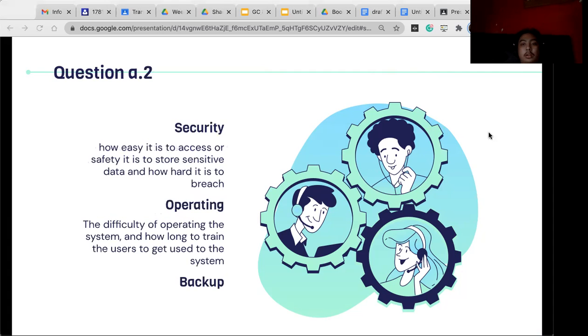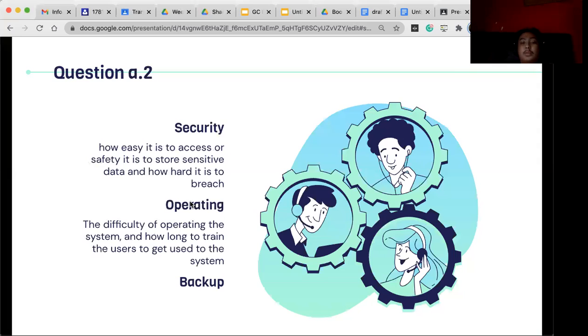Question two is about operating procedures and system controls that need to be considered. So obviously for security, how easy it is to access, how safe it is to store sensitive data, and how hard it is to breach. It would concern the accessibility of the program and the system, how the password policy in the security system works, and how hard it is to breach if there are any breaches in the future.